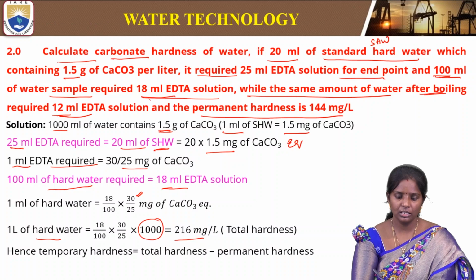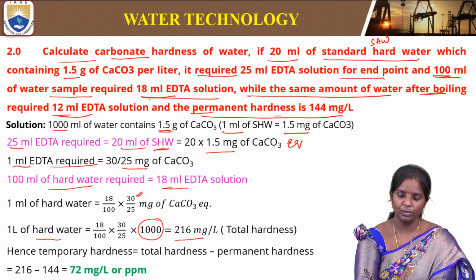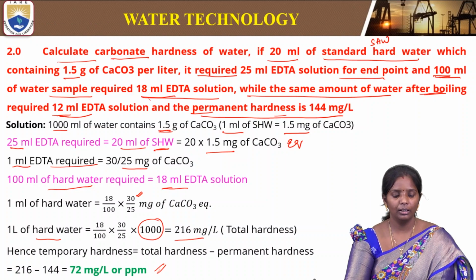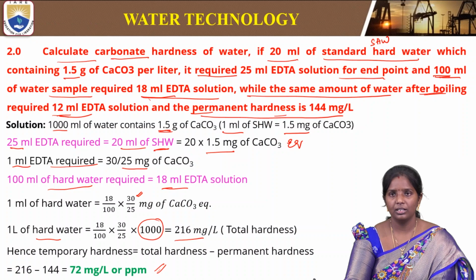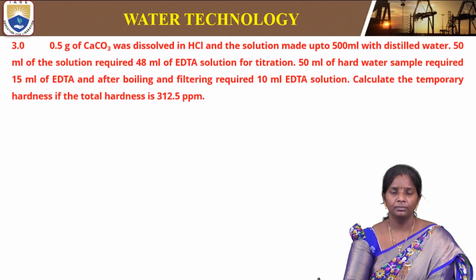For temporary hardness, we already know the permanent hardness. So total hardness minus permanent hardness gives 72 mg per liter or ppm, parts per million. So this is how we calculate the temporary hardness when permanent hardness is already given: we go for the calculation of total hardness and then go for the calculation of temporary hardness.